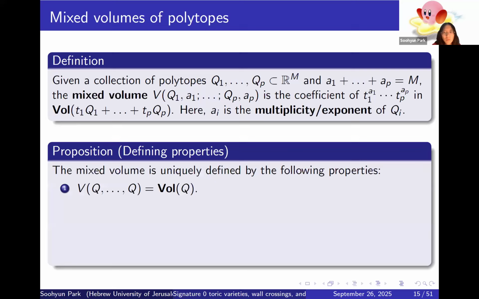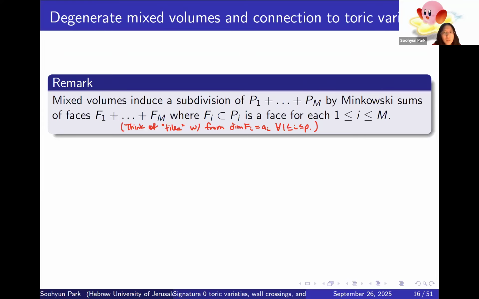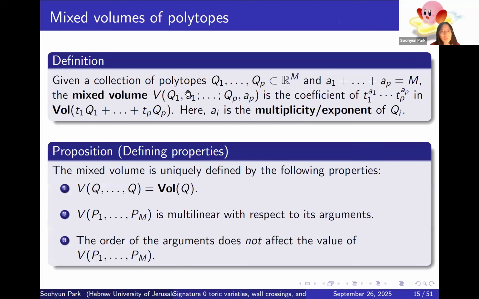Another point of view is, well, okay, it's a mixed volume. So presumably if everything's the same, you'll just get the volume, which is true. Also, it has some nice properties like multilinearity, and the order in which you consider the polytopes shouldn't matter. Going back to our picture, one way of thinking about the mixed volumes is if you take a Minkowski sum of the polytopes, and look at the multiplicities a_i assigned to each polytope Q_i.